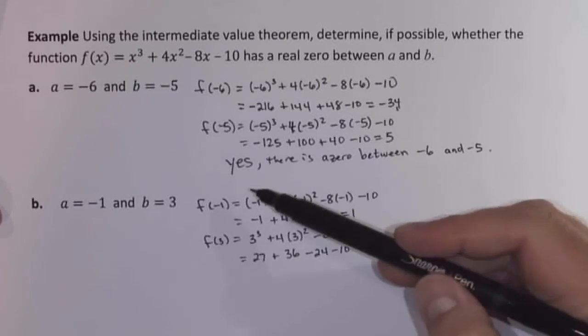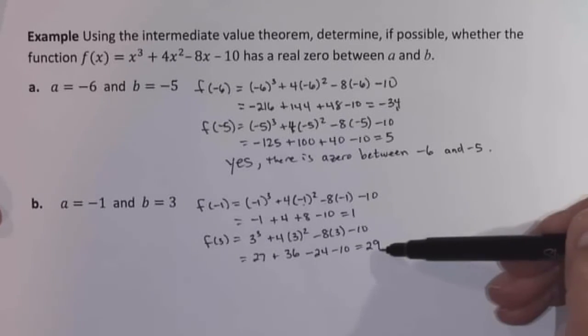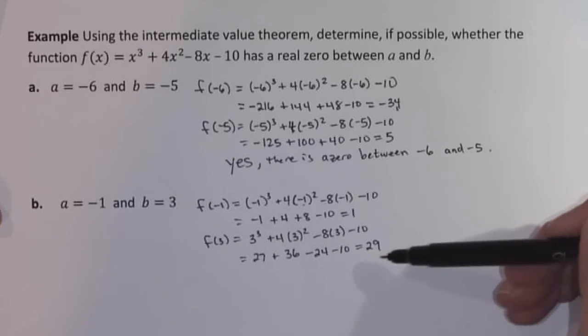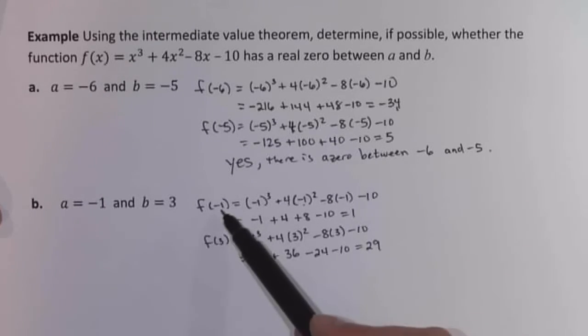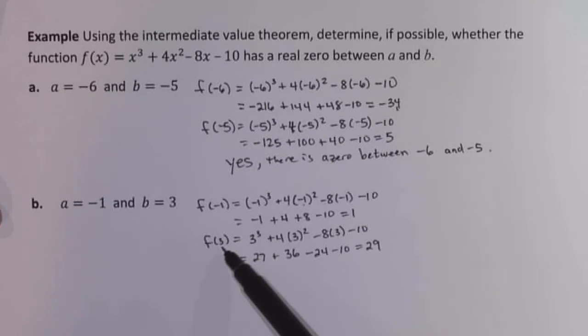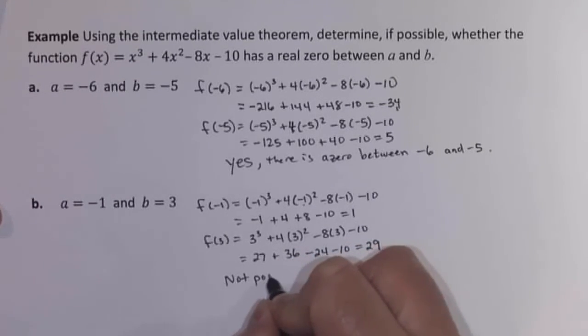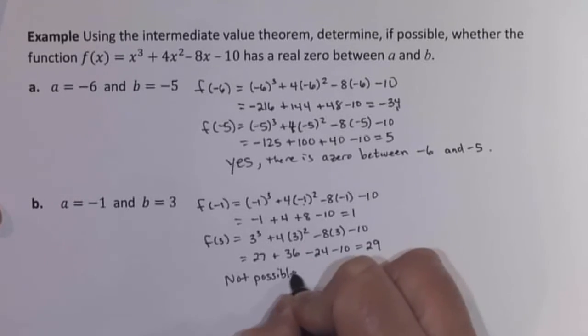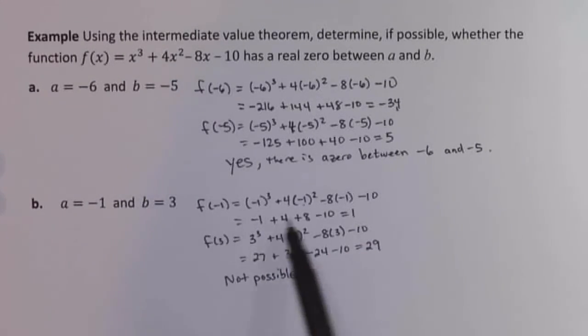So the fact that f of negative 1 is 1, which is positive, and f of 3 is 29, which is positive, means we can't tell if there will be a 0 between negative 1 and 3. So it's not possible to determine if there is a 0 between negative 1 and 3 because both function values are positive.